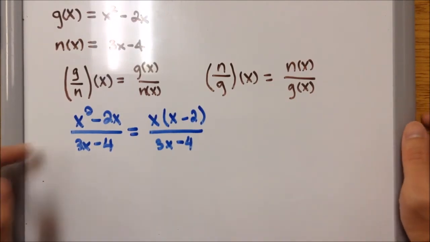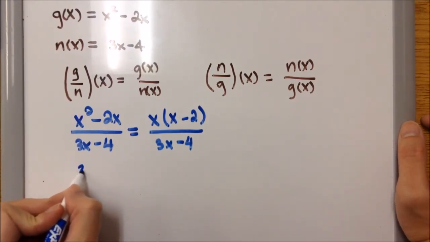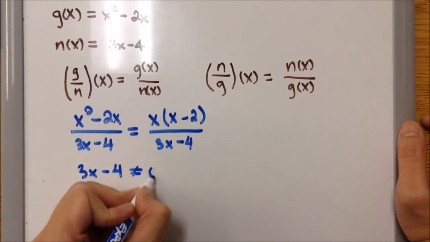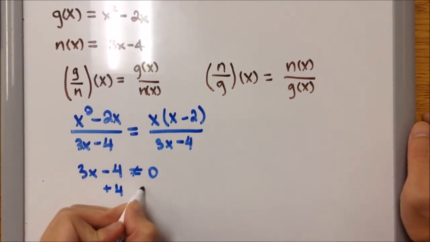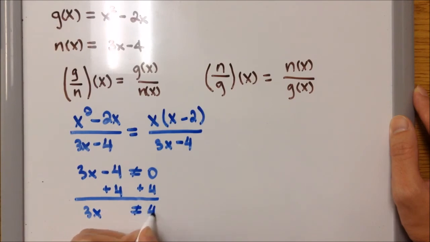Now, I pretty much finished half of the work. Now I need to set the denominator 3x minus 4 not equal to 0. So we're going to solve for x. So plus 4, plus 4. So 3x not equal to 4, and then divide by 3. So x does not equal 4/3. Alright, so that's the second half.